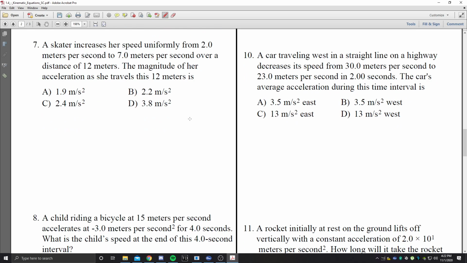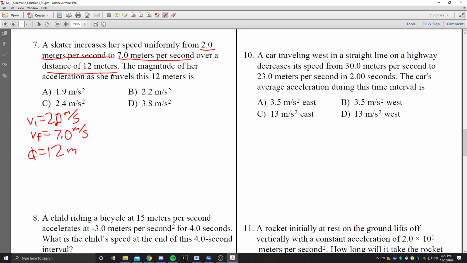Number 7. A skater increases her speed uniformly from 2.0 meters per second, that's your initial speed, to 7 meters per second. So you're going from one speed to another, over a distance of 12 meters. So your distance is 12 meters.